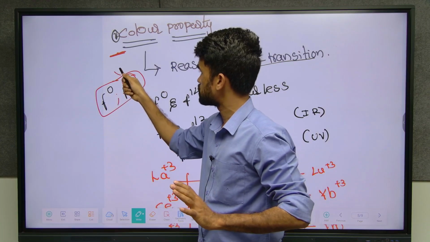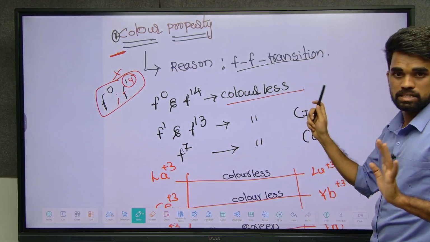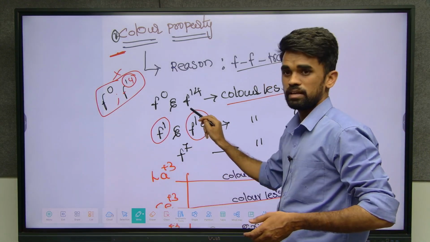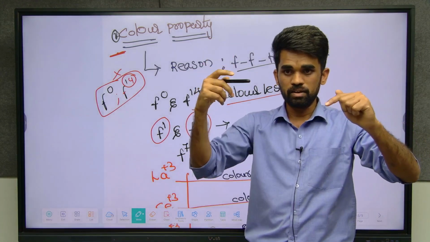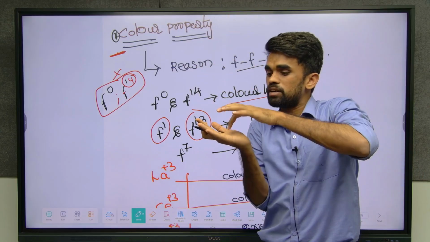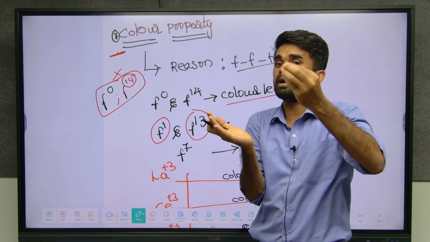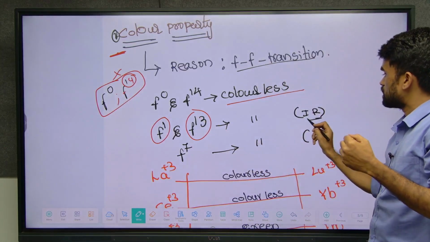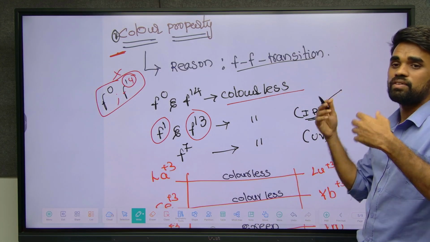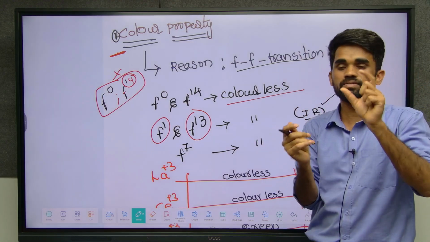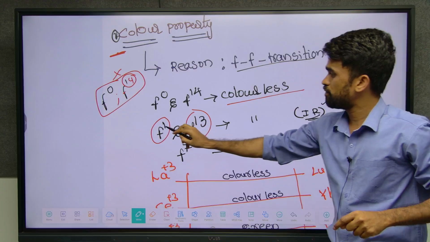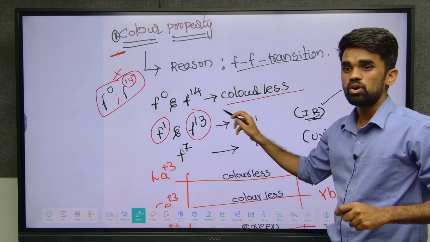So it is not possible. This is colorless. Fine. Next, for f1 and for f13, yes, electrons are there. Transition also possible. But the energy required during this transition is absorbed from the IR region. If it is taken from the IR region, we cannot see any color because we will see only colors from the visible region. So for f1 to f13, they are colorless.